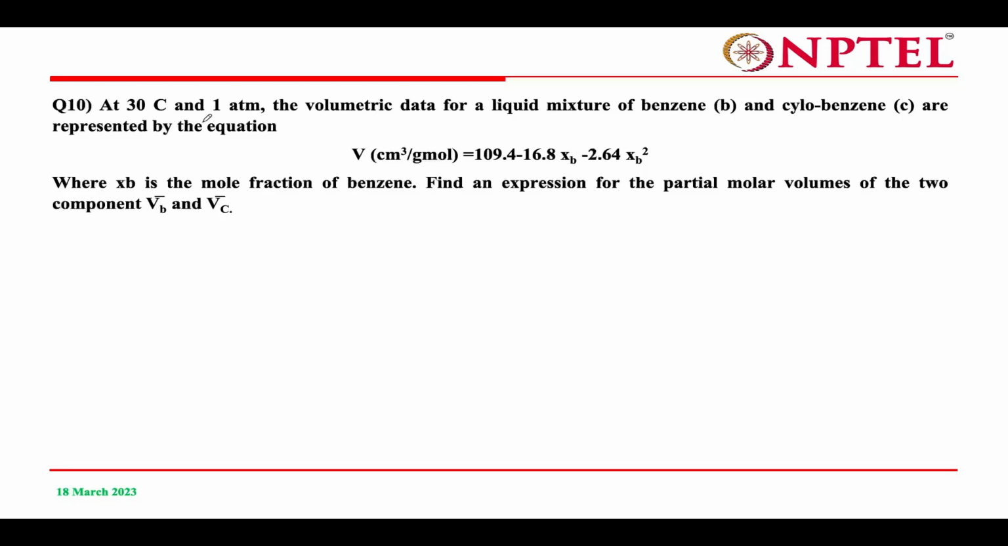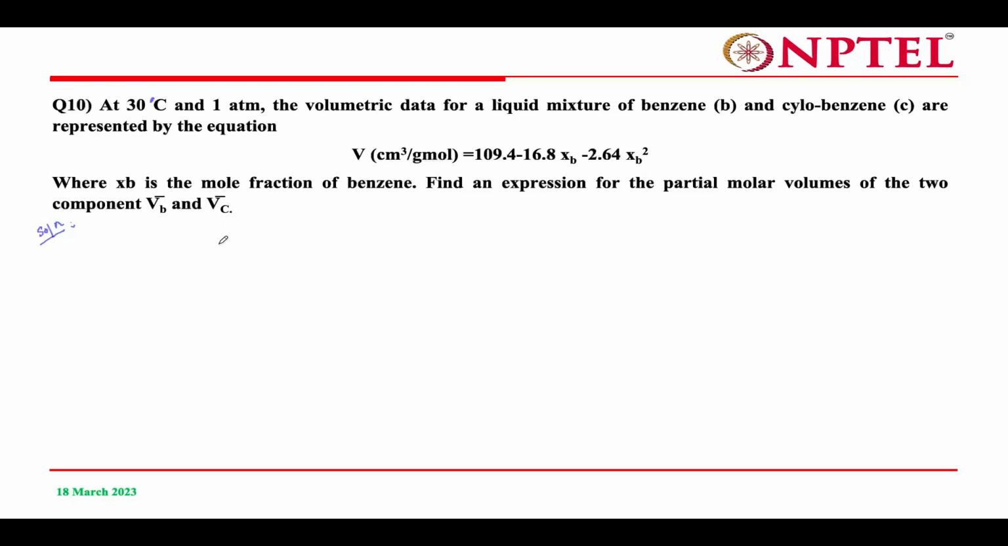Question 10. At 30 degrees Celsius and 1 atm, the volumetric data for a liquid mixture of benzene B and cyclohexane C are represented by the given equation, where xb is the mole fraction of benzene. Find the expression for the partial molar volume of the two components, Vb and Vc.